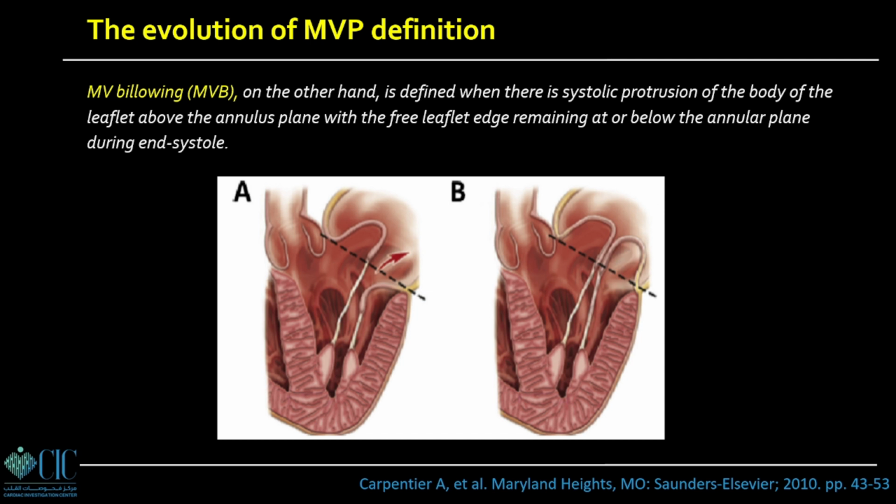So if this is the annulus, and these are the leaflets in a 4-chamber view, transthoracic, left atrium is down, left ventricle is up. So this is normal, right? And if I did like this, this is what? Billowing. So the body is down, but the tips are still higher up. This one, prolapse. This one, flail, okay?